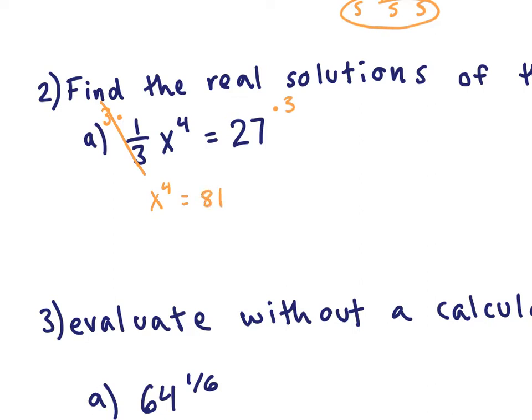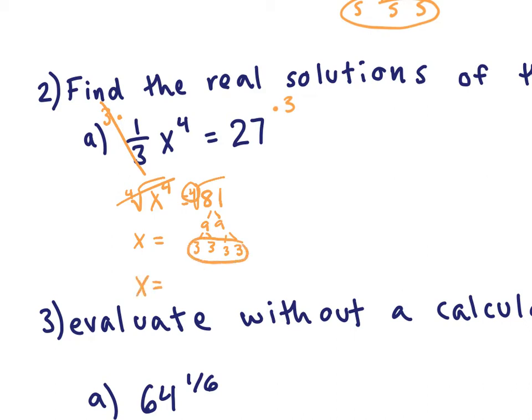Now, how do we get rid of that 4th power on our x? We take the 4th root of both sides. So it cancels out on the left. We're just left with x. And then now we need to find the 4th root of 81. What are our factors of 81? 9 and 9. And 9 breaks down into? 3 and 3. We're circling groups of how many? 4.